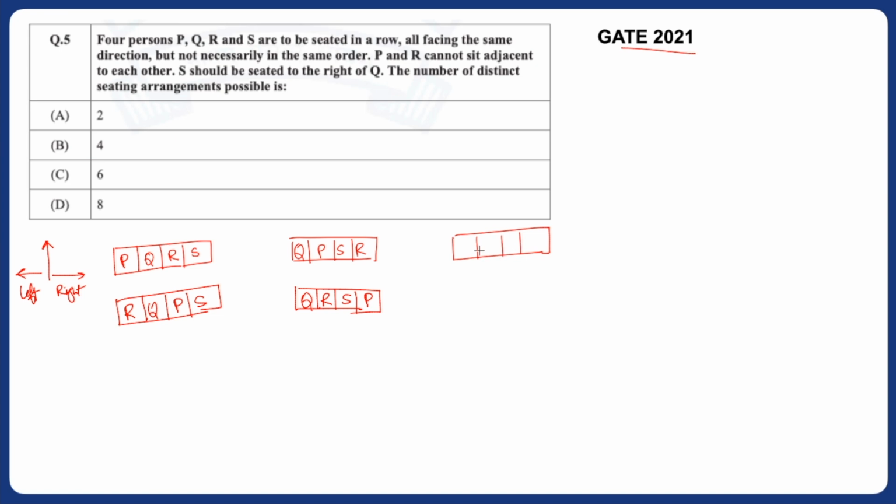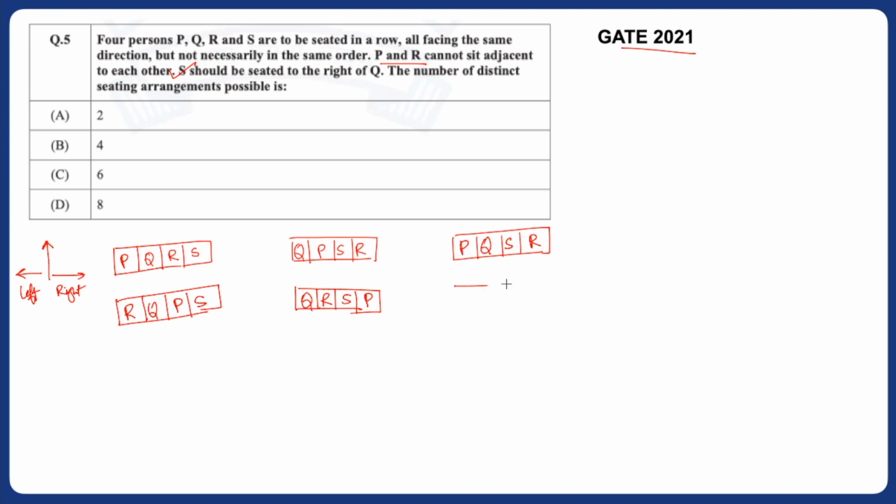So can we make Q and S sit in the middle? Yes, you can do that. Q and S are sitting just adjacent to each other, but P and R are sitting away from each other. And is S right of Q? Yes. So both the points are checked: S is seated right of Q, and P and R are not in the adjacent position. So yes, this arrangement is allowed.